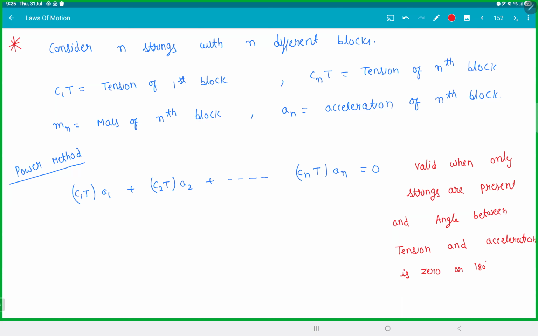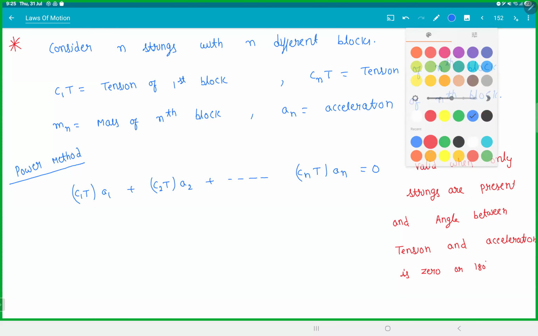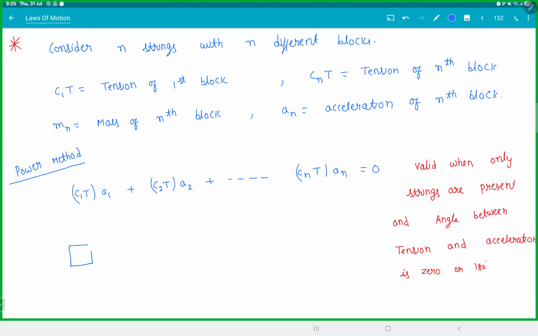So basically, they should be parallel. Now, if you take any one block, Mn, the forces on the block will be Cn into tension. The gravity is mg. Let the acceleration be an. So from here, we get a general equation: Cn T minus Mn g is equal to Mn a.